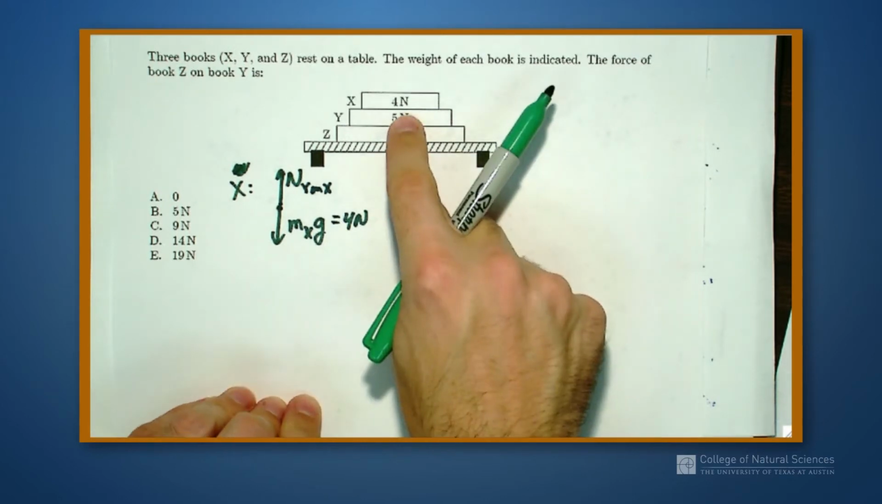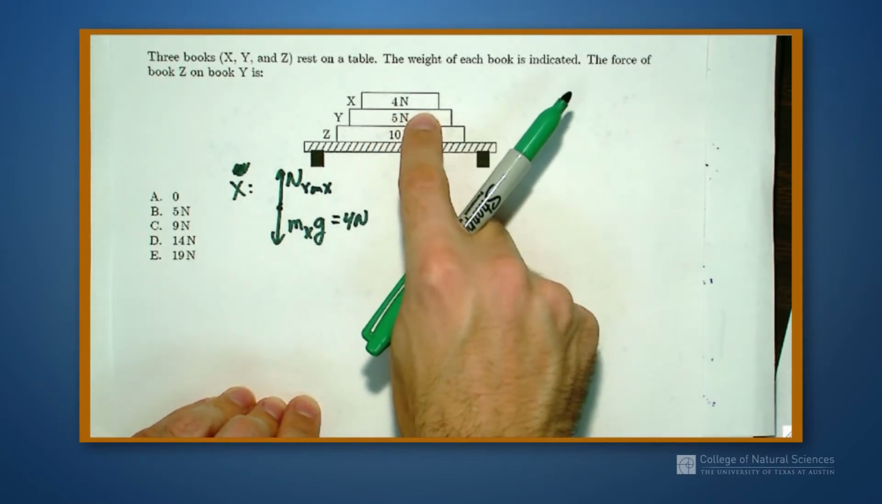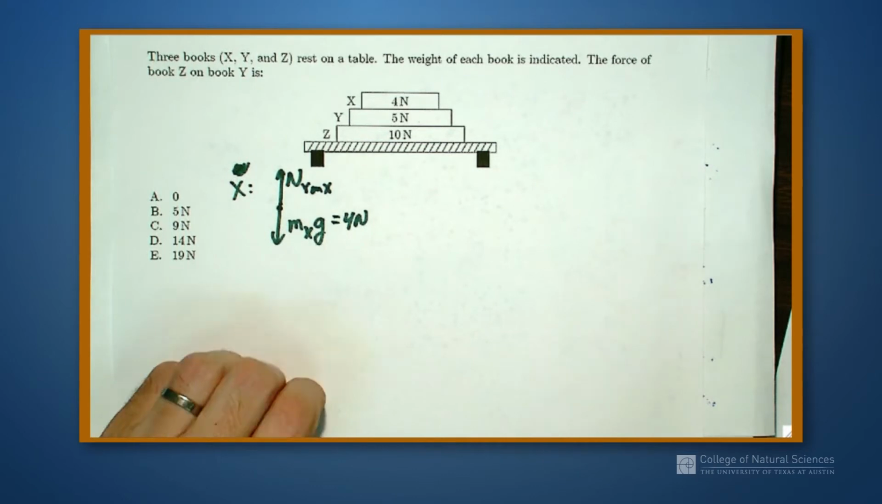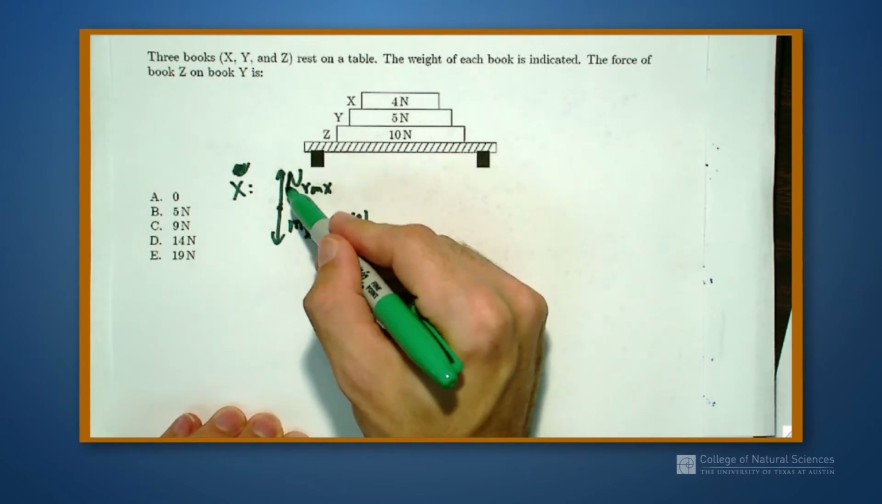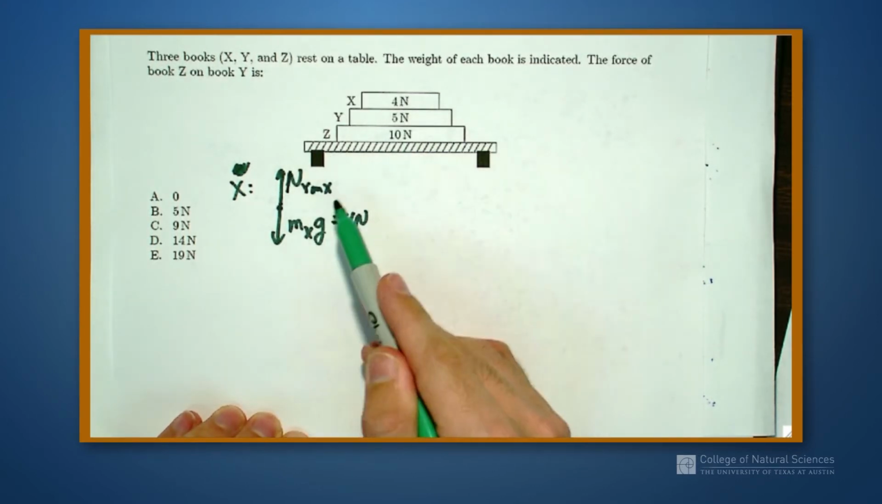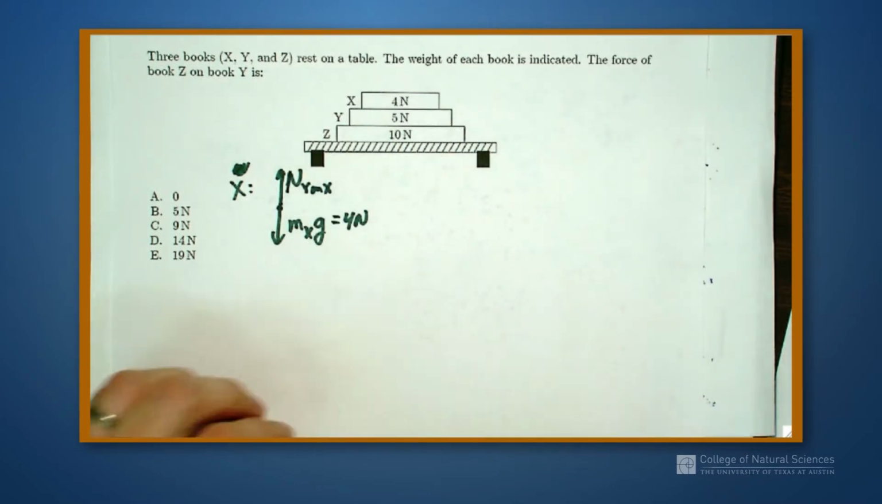Block X knows block Y is there because block Y pushes up on it. You can imagine that you can replace the book Y by your hand, and when it's your hand, you'll feel a force on it. So there is a normal force pointing up on our top book.